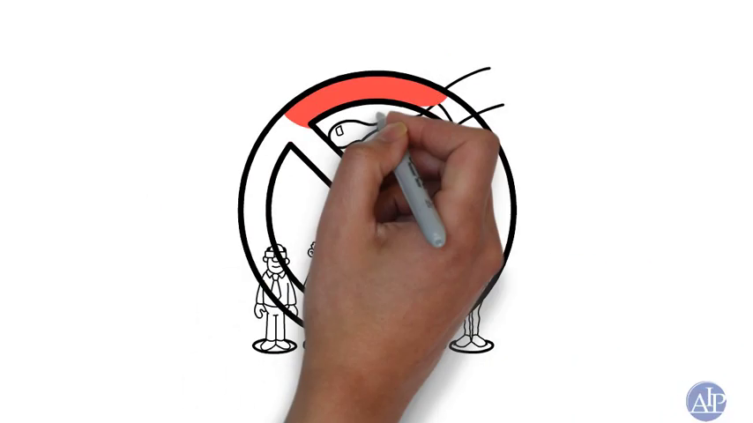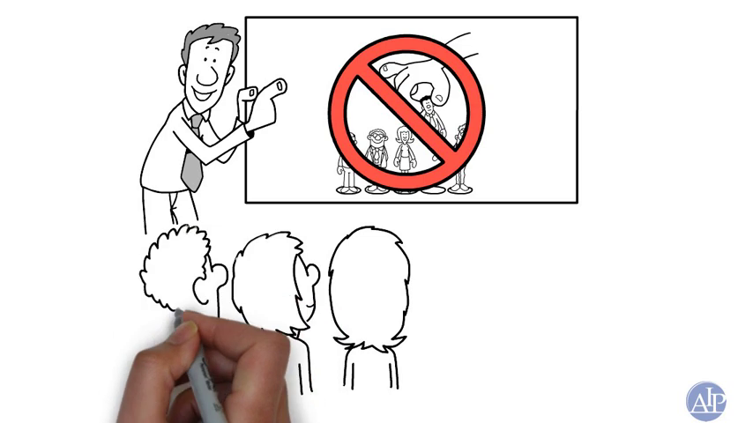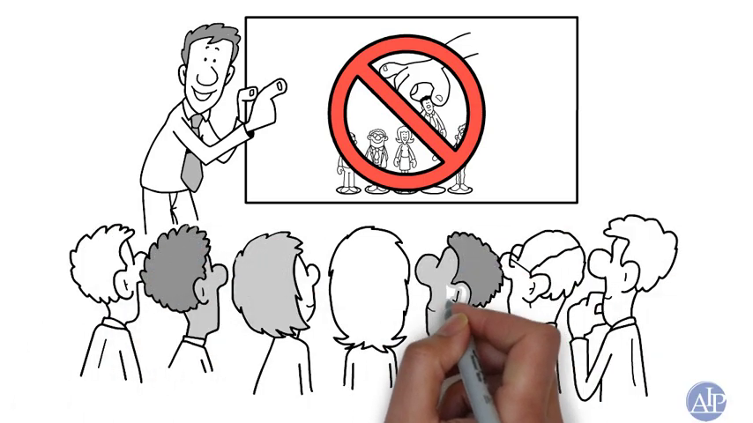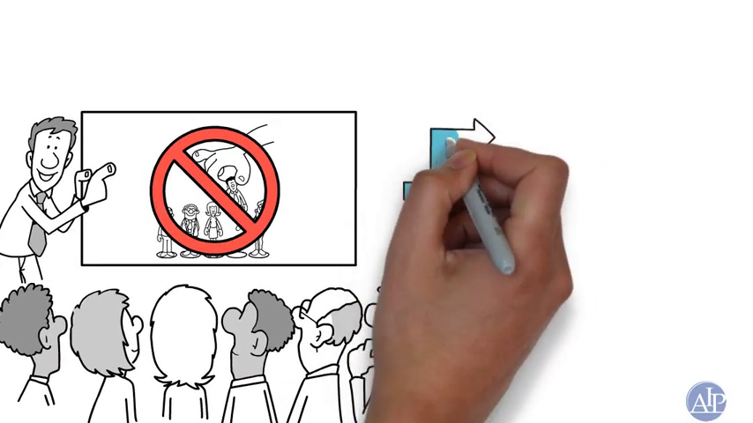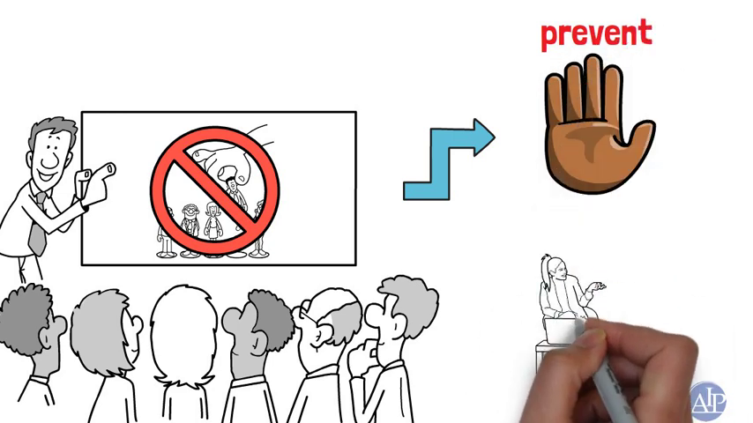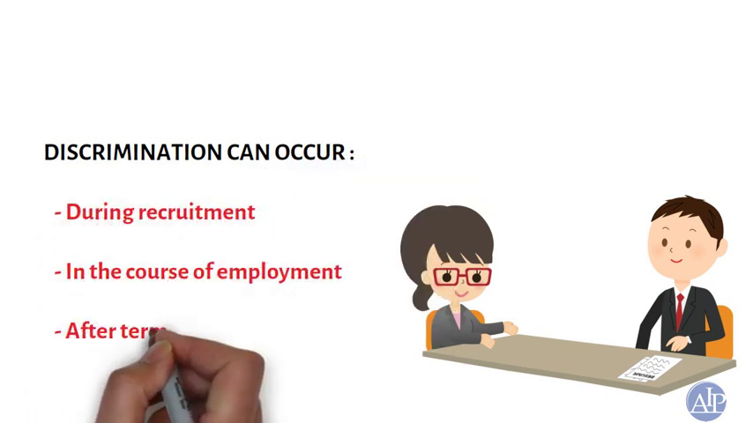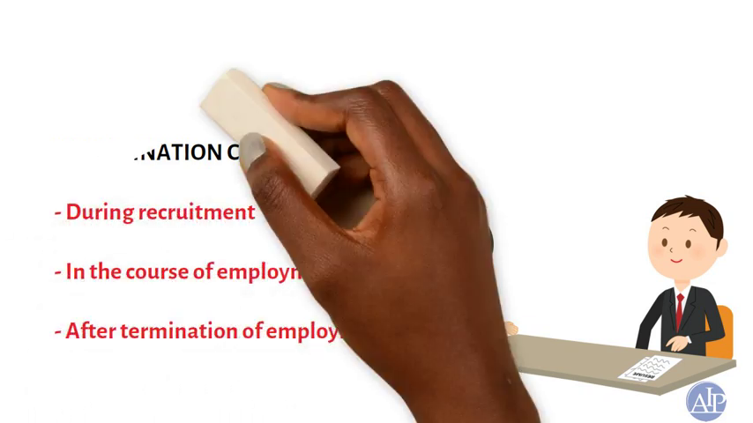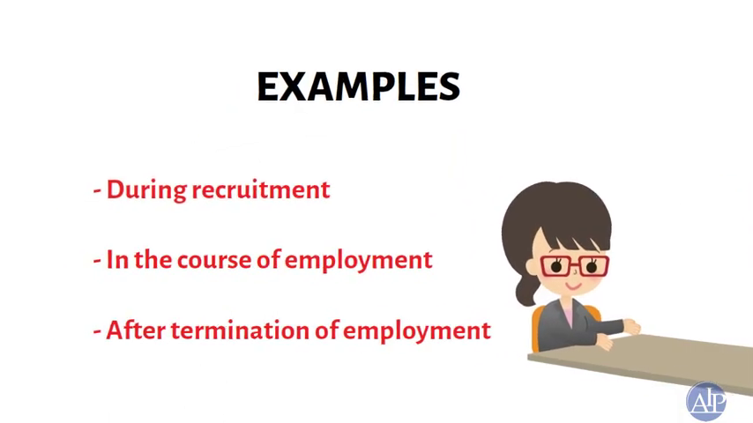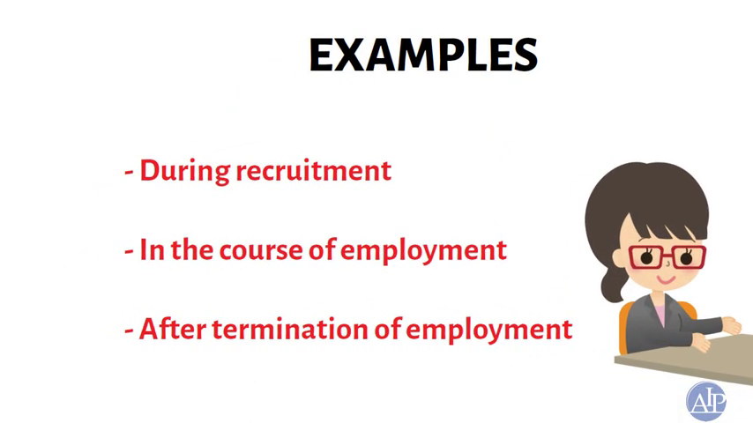Laws exist in many jurisdictions to protect individuals from discrimination in an employment relationship. Employers and employees should be aware of these protections and take steps to prevent discrimination or properly address it when it occurs. In the context of employment, discrimination can occur during recruitment, in the course of employment, and even after termination of employment. We will consider some examples of how discrimination manifests itself at each of these stages.